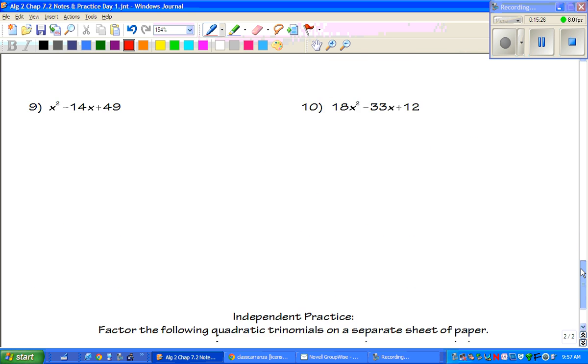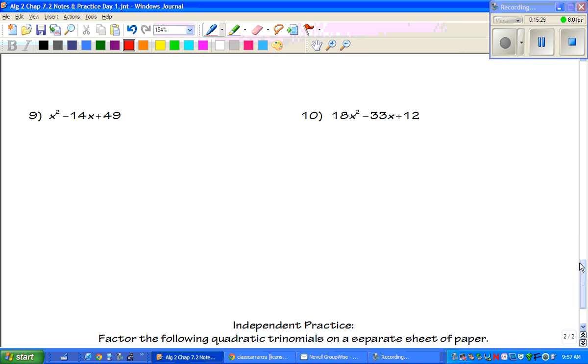All right, the last one we're going to do together is number 10. Now, looking at number 10, is there a GCF? For this one, yes, there is. We can factor out a 3. So the 3 comes out front, and we're left with 6x squared minus 11x plus 4. Okay, so I don't forget, I'm going to make sure that 3 comes all the way down to the bottom.